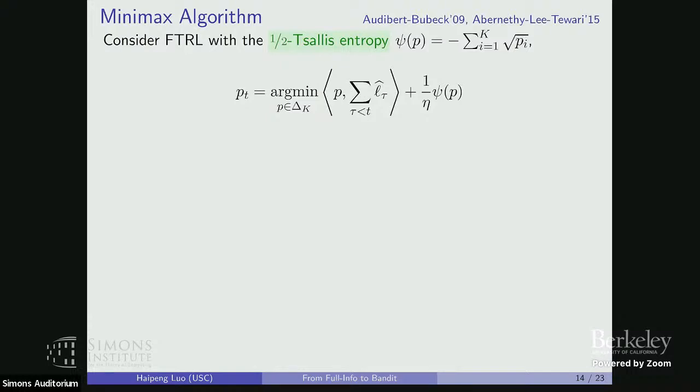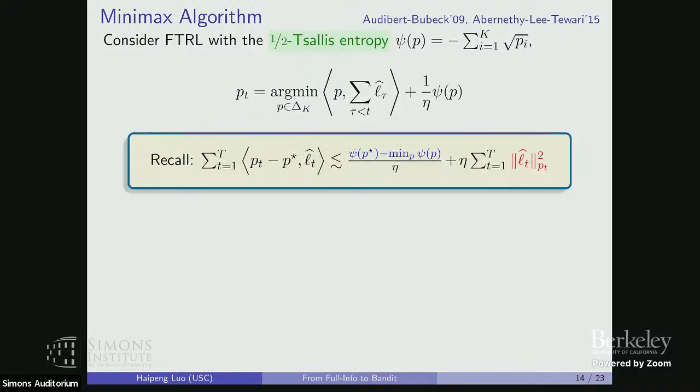This simplified algorithm is taken from Abernethy, Lee, and Tewari, but it's really based on an earlier, more complicated algorithm by Audibert and Bubeck. Tsallis entropy, in the limit when the exponent is 1, gives you Shannon entropy. So let's do this, and now analyze the regret.